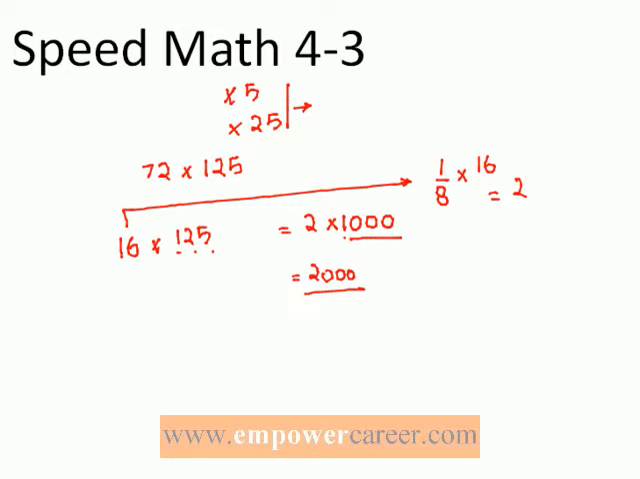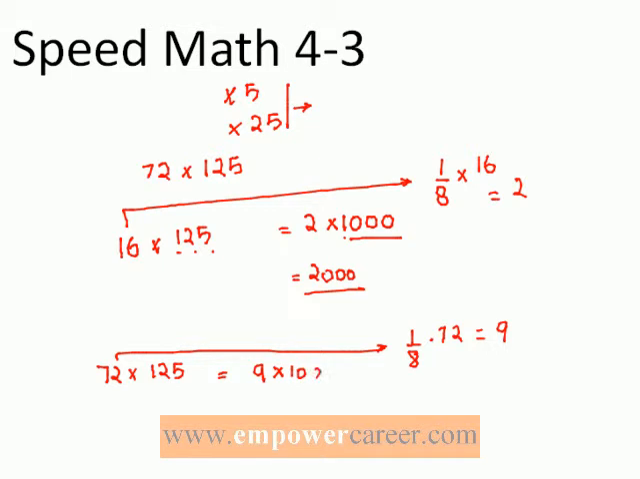Let's take another case like this. I'll take 72. So I have 72 times 125. And what can you tell me? What is 1/8 of 72? Well, 1/8 of 72 is again not difficult. It's simply 9. And so I am here with 9 times 1000. And the answer, of course, becomes 9000, which means 72 times 125 is simply 9000.